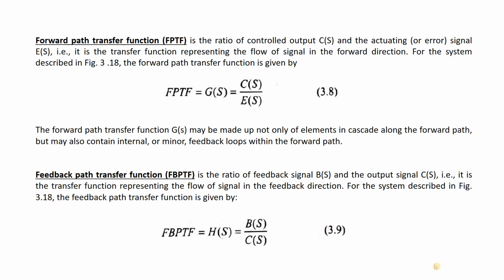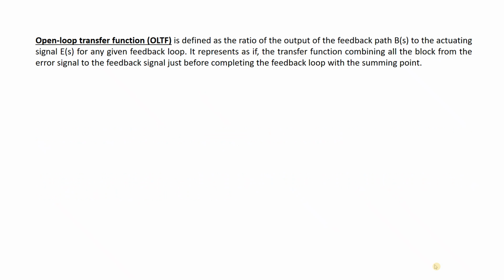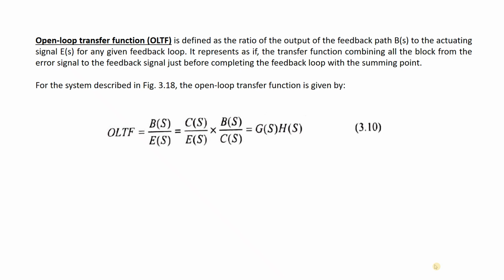Now feedback we have understood, so forward path and feedback path. Now open loop transfer function. Open loop transfer function means the system does not have a feedback path. It is defined as the ratio of the output of the feedback to the actuating signal. So it is equal to G(s) into H(s).